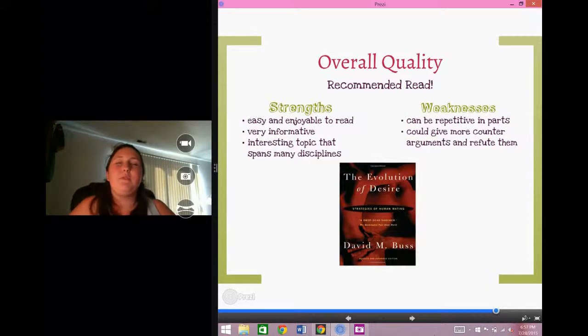It did have some weaknesses, though. It could be kind of repetitive in parts and talk about the same basic idea over and over again. Basically, that women are looking for resources in a mate, while men are looking for attractiveness in a mate at the most basic level. While it also gave some criticisms, I felt it could have offered more counter arguments and refuted them to make for a stronger argument on the book's part. And it left open questions as well, such as homosexuals.